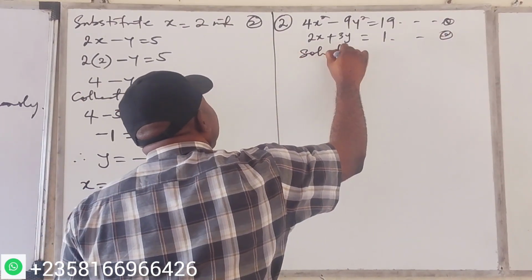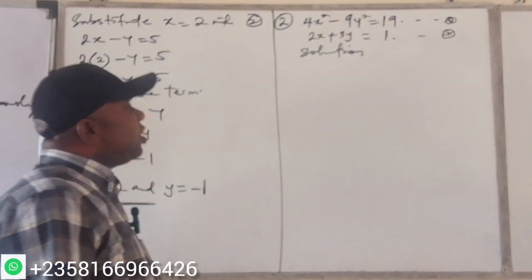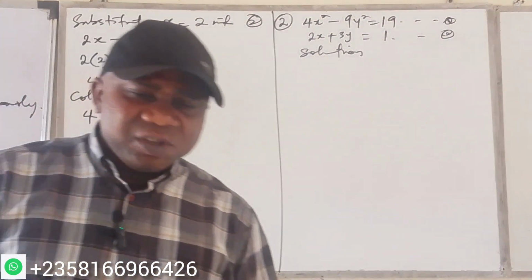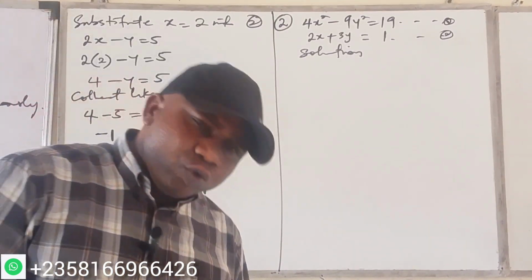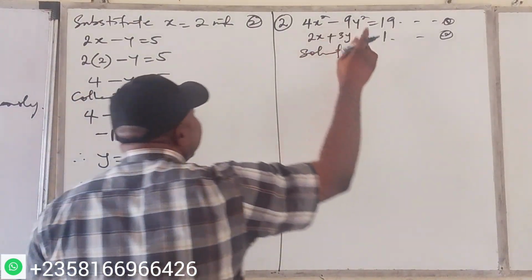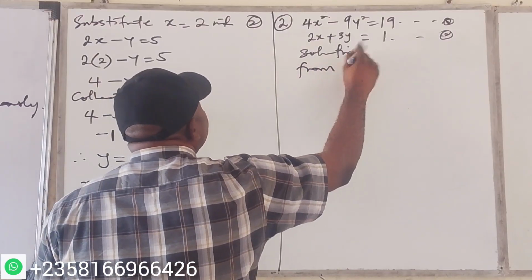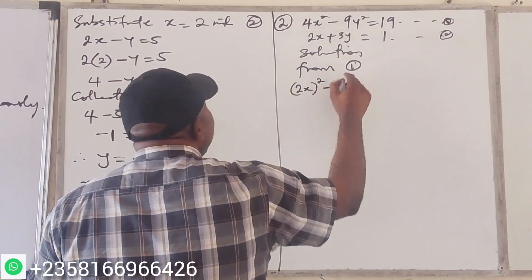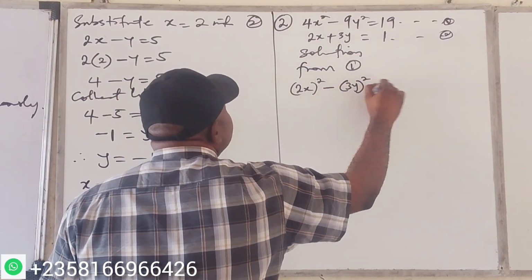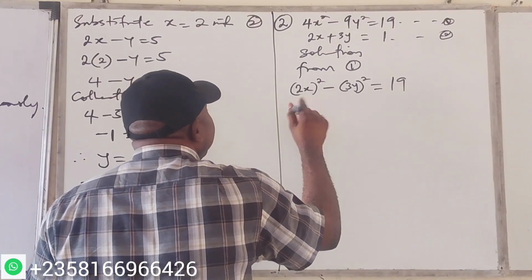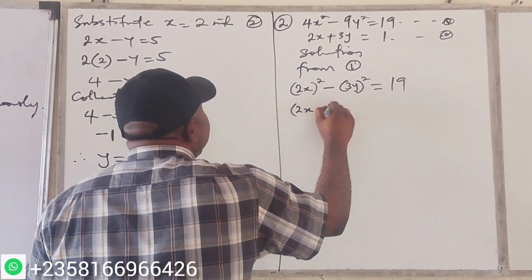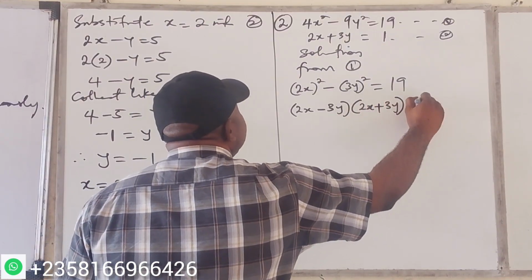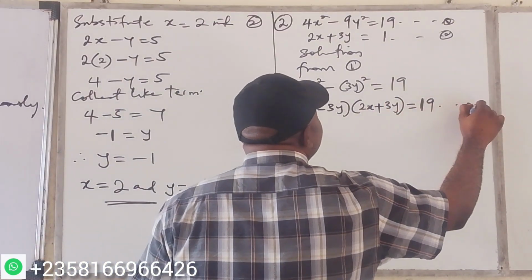So solution. Now looking at these two equations, you can see equation 1 is a quadratic equation that can be simplified using the difference of two squares. So now let's apply the difference of two squares there. So from equation 1, we have 2x all squared minus 9y squared, which is 3y all squared, is equal to 19. So it means the whole of this now will be 2x minus 3y times 2x plus 3y is equal to 19. Now let's still call it equation 1.